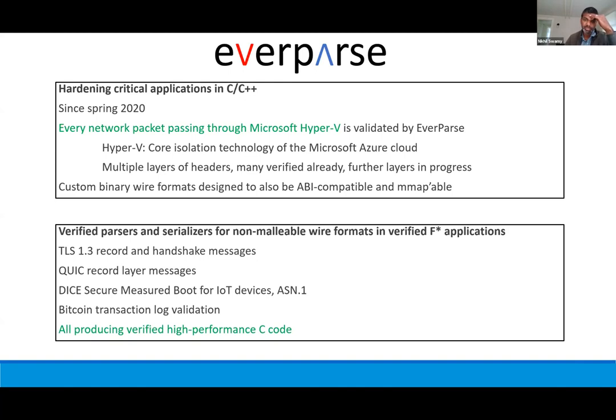Aside from hardening applications in C and C++, we've also been using EverParse to build other verified applications in F star. For instance, I'm just going to pick one of them. There's this protocol called DICE, which is a measured boot protocol for IoT devices. Part of what the system has to do is to issue certificates to a device to certify that it has been loaded off of a known good system. And those certificates are generated by EverParse and proven to be correct. We also do this for our communication protocols like QUIC and TLS and so on, in all cases producing verified high performance C code.